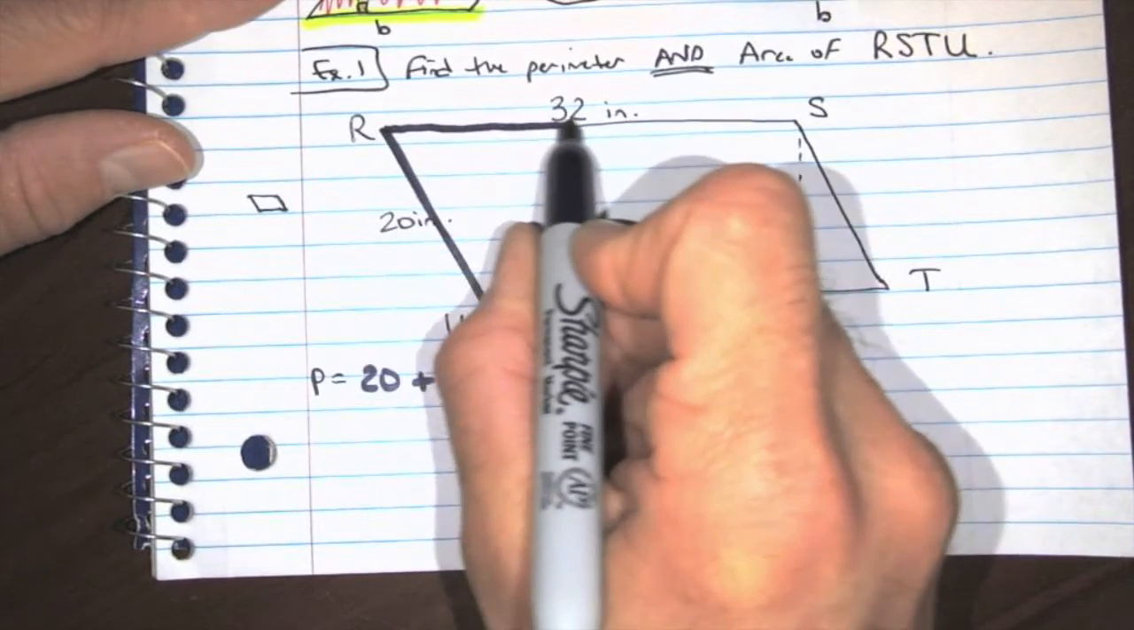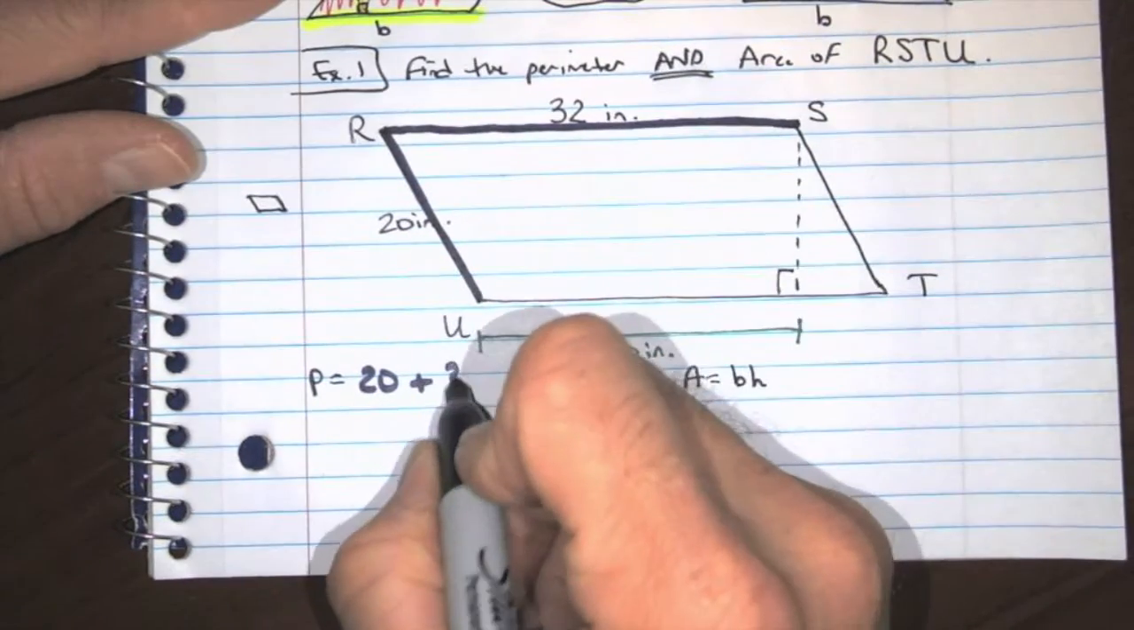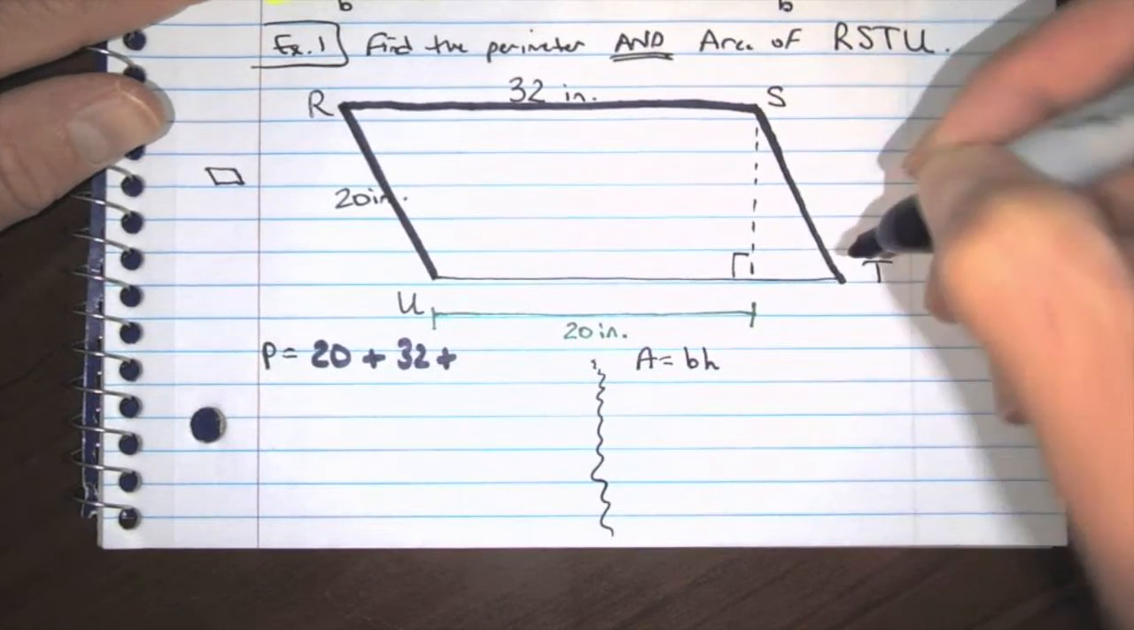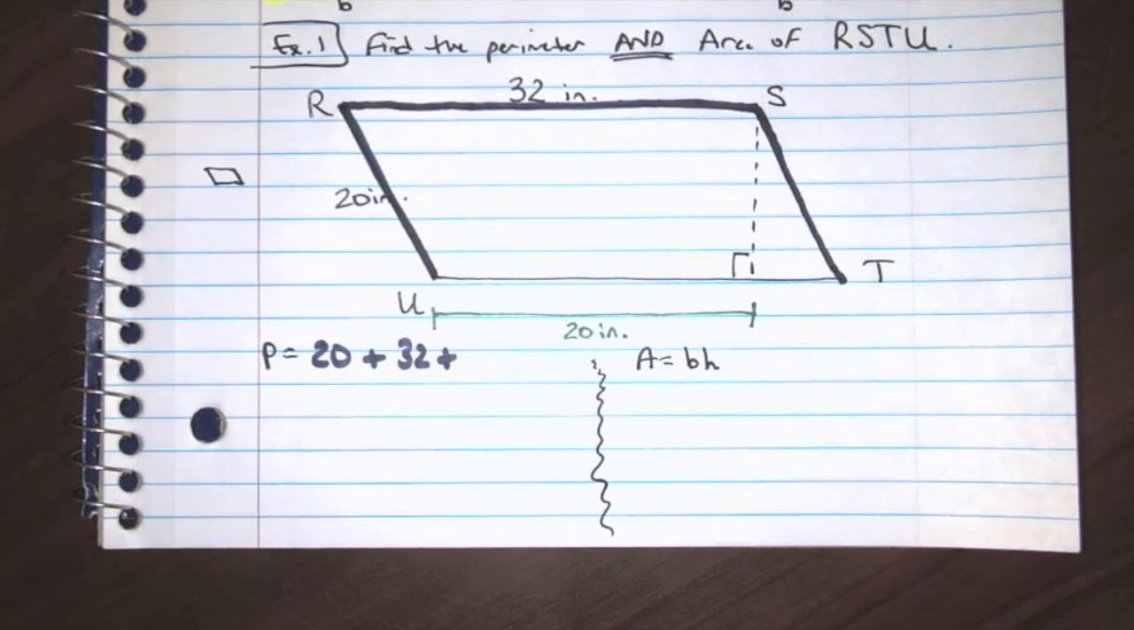Let's add it to the top. That's 32. Let's add it to the... darn, because we can't do this problem, everybody. Remember back to your parallelograms chapter. I think it's chapter 4 or chapter 5, way back when.